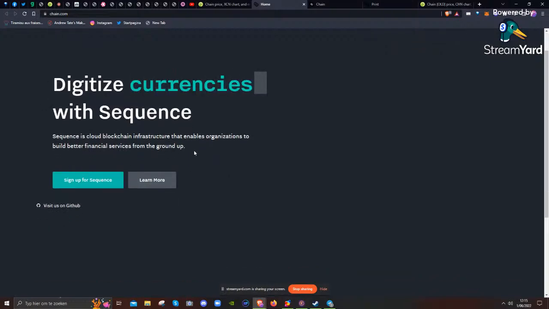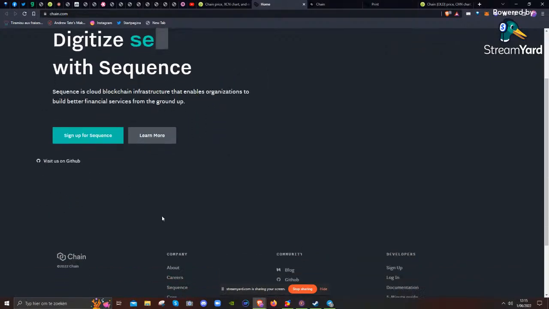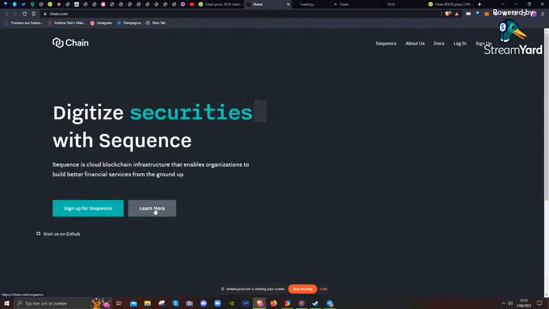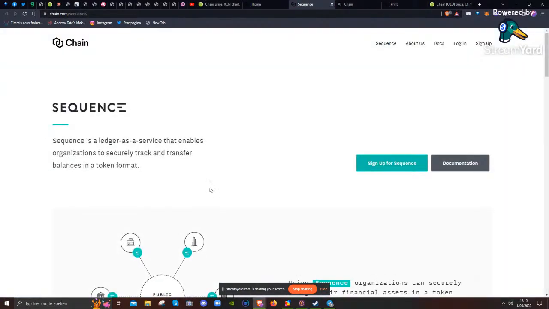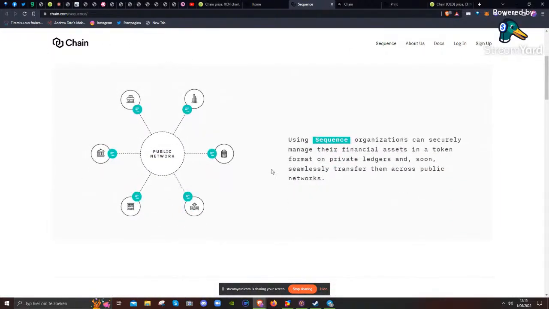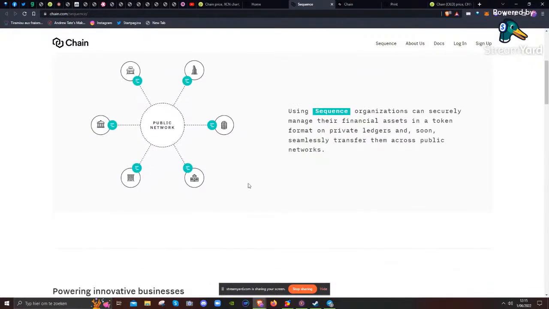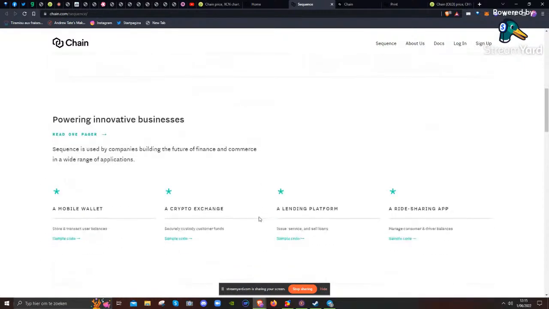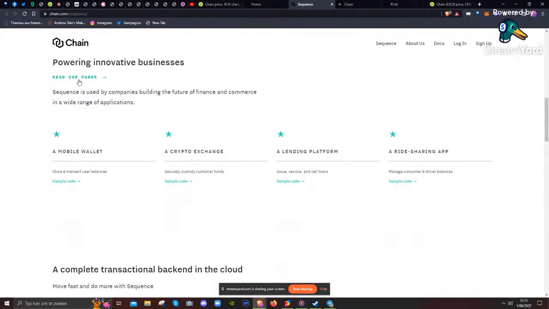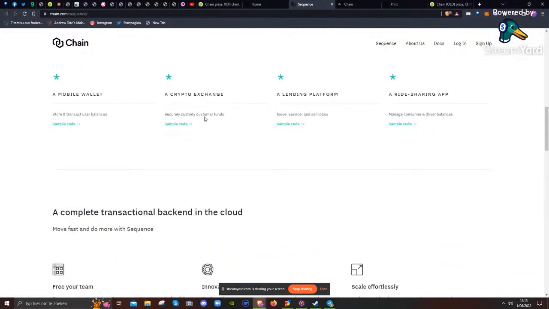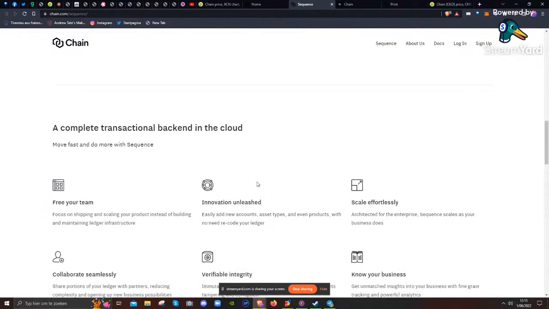Better financial services from the ground up. Sign up for Sequence, learn more. Meager homepage. The ledger as a service that enables organizations. So that's for Sequence, their explanation, how it works. Businesses, government, state, token format on private ledgers. Okay. Mobile wallet, crypto exchange, lending platform, ride sharing app. Okay.